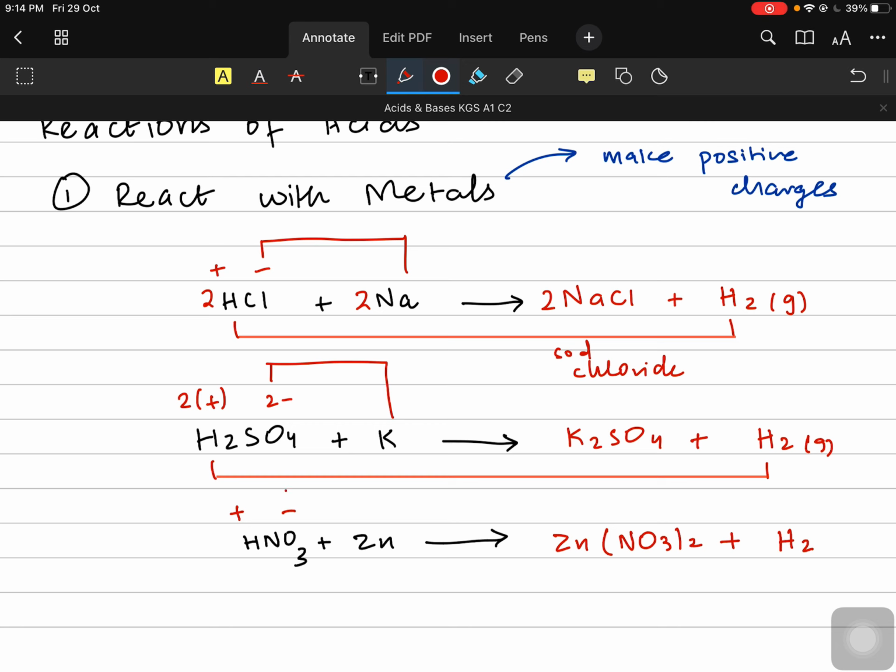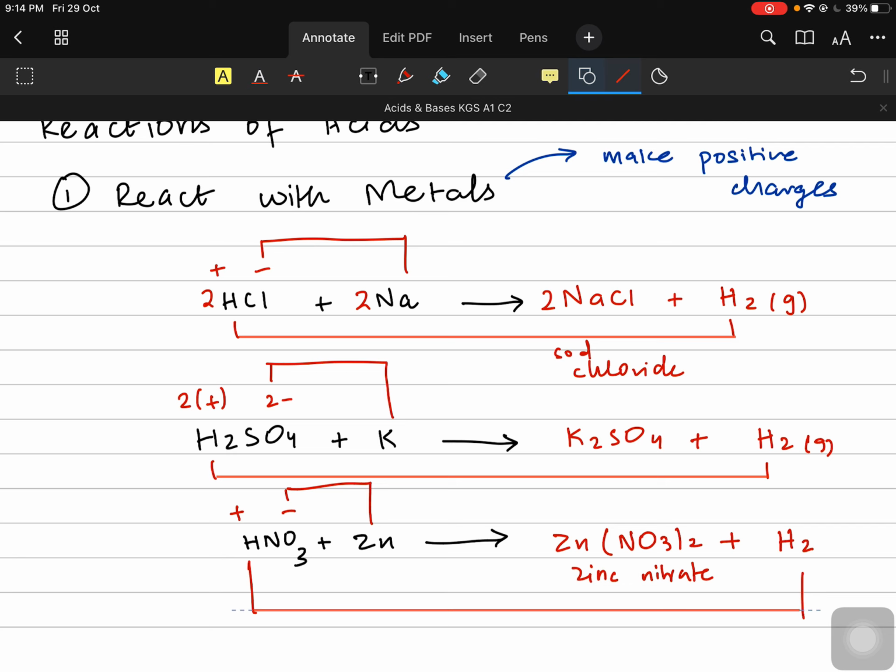So again, at the end of the day, Zn decides to go with the NO3 making zinc nitrate, and the H decides to separate itself because it doesn't have a partner. So it ends up like this, and we get hydrogen gas over here. So whenever acids react with metals, they give out hydrogen gas. One thing is very clear: whenever you add acid into a pure metal, it's going to give you hydrogen gas.